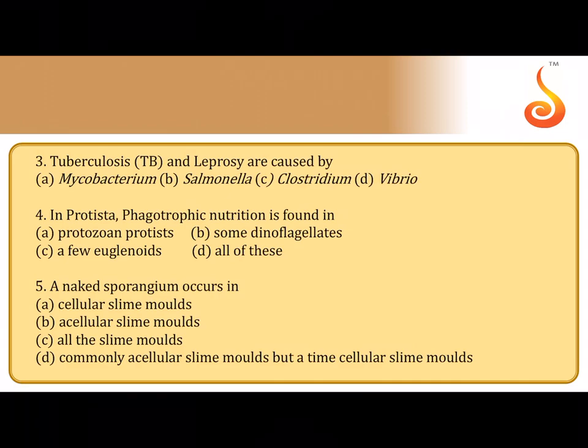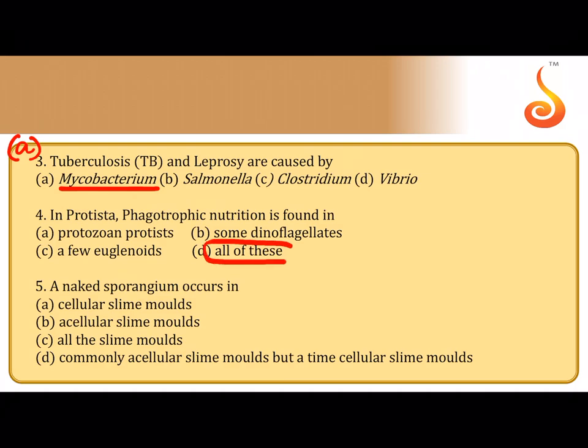Tuberculosis and leprosy are caused by Mycobacterium tuberculosis and Mycobacterium leprae. So it is option A. Okay. Then in Protista, phagotrophic nutrition is found in all of these organisms that belong to kingdom Protista. They depend on food sources from the outside environment, even though Euglena is capable of photosynthesis. When sunlight is not available, Euglena exhibits heterotrophic nutrition. So all of these, that is option D.